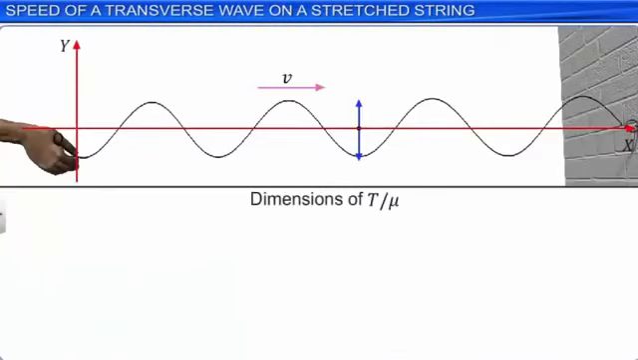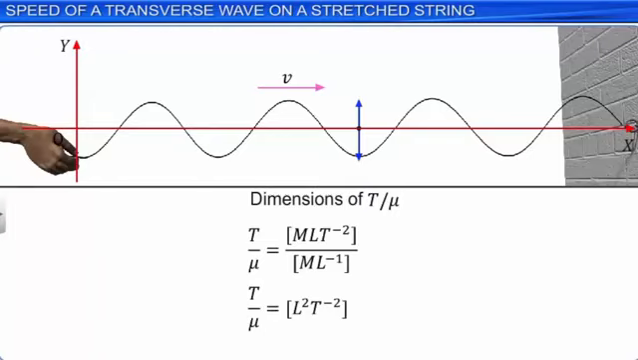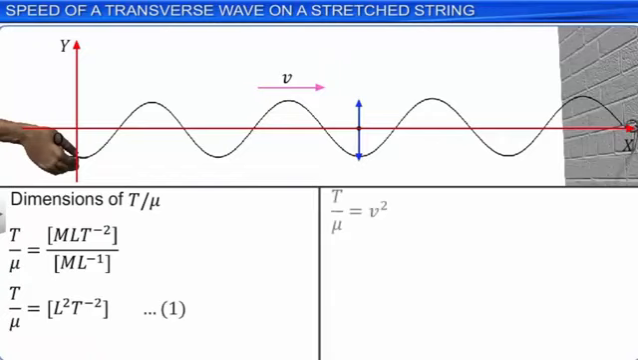Let us now find the dimensions of T by mu to arrive at the dimensions of v square. By substituting the dimensions of T and mu and simplifying, we get T by mu is equal to the product of L square and T raised to the power minus 2. Let this be equation 1. The RHS of equation 1 has the dimensions of v square. Therefore, we can write T by mu is equal to v square.